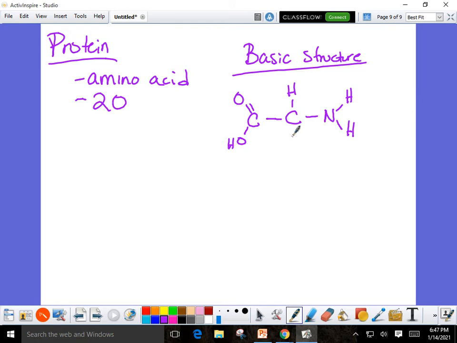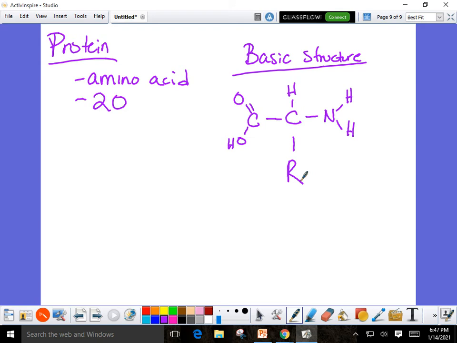What makes every amino acid, all 20 of those amino acids, different is what they call this R, or functional group, that hangs off the bottom. It is the R group, that functional group, that makes every amino acid different and gives it different properties. Is it hydrophilic or hydrophobic? Is it positive or negatively charged? All of those things will play into how a protein is folded.